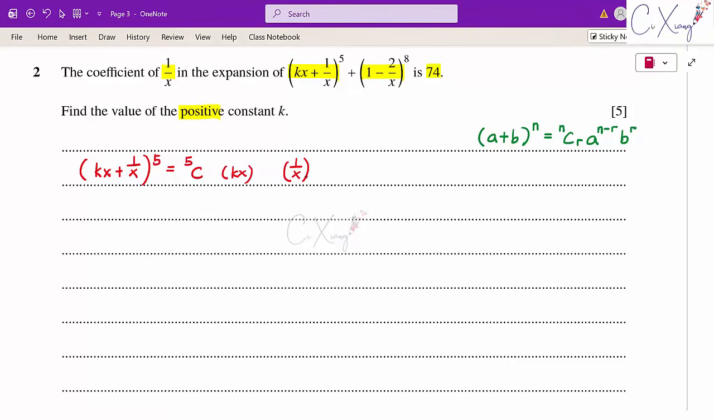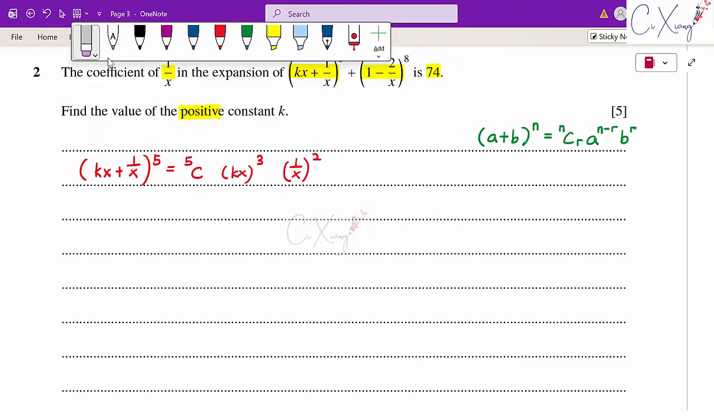So if I put a 3 and a 2, I'll get x power 3 here and 1 over x squared here. X power 3 multiplied with 1 over x squared is wrong, because I want to get 1 over x. Sorry, that means this power must be 1 degree higher than this one. So I made an error.